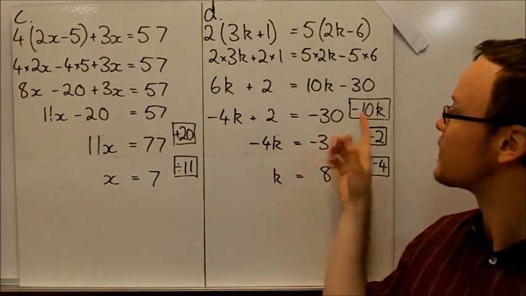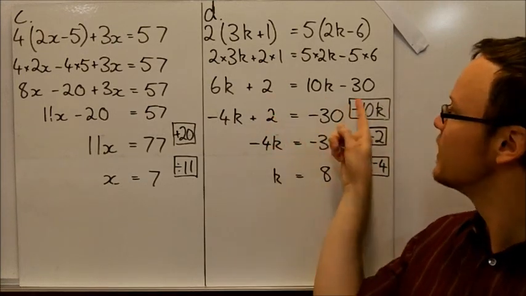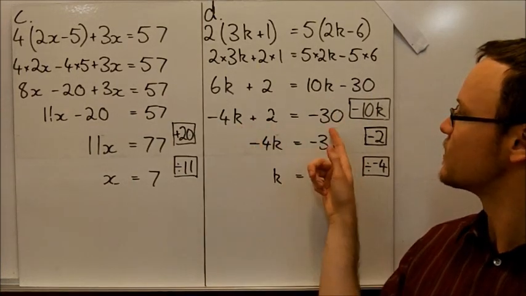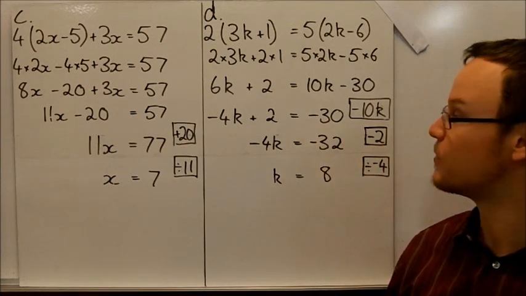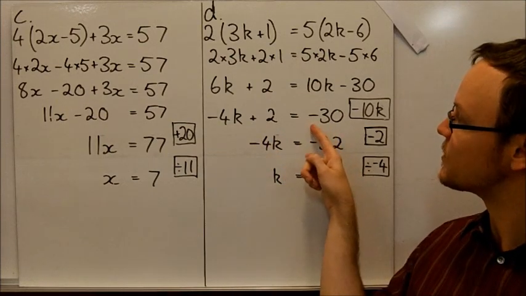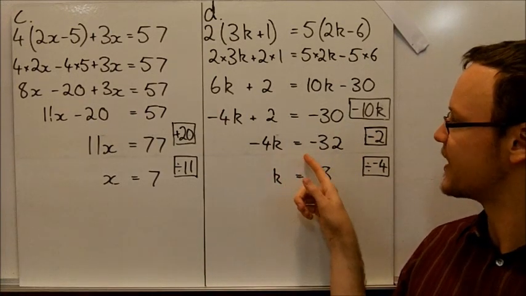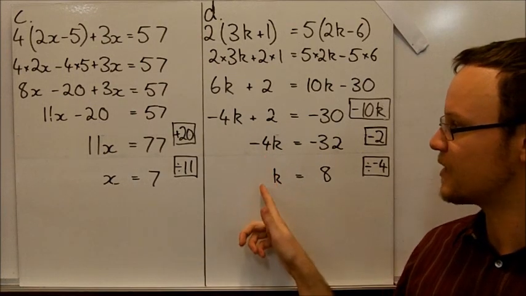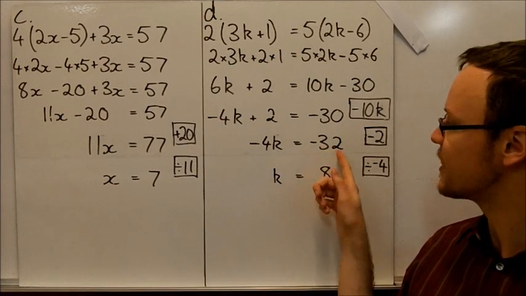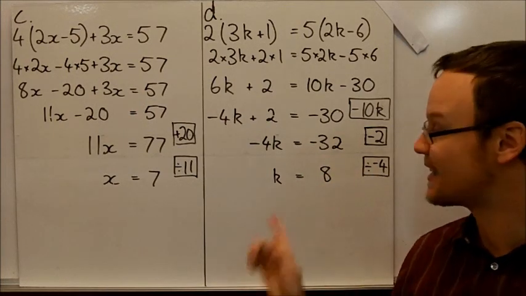Nothing's happened to our 2 because this is not a like term to the 6k. It has no effect on them. Minus 30 is just minus 30 as well, and we've gotten rid of our 10k. So now we can solve this normally. Take 2 from both sides to remove this 2, and that will get minus 4k equals negative 32, because negative 30 minus 2 is negative 32. Here we've got negative 4k equals negative 32, so if we divide negative 4k by negative 4, we'll get just k. We need to do the same thing to both sides though. So negative 32 divided by negative 4 is positive 8, because a negative divided by a negative is a positive. K equals 8.